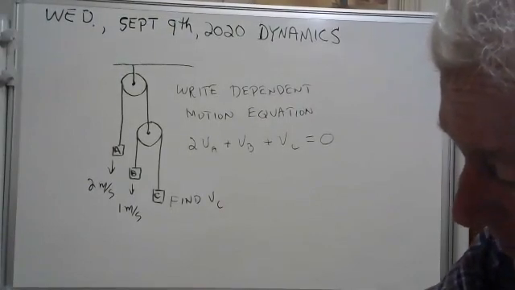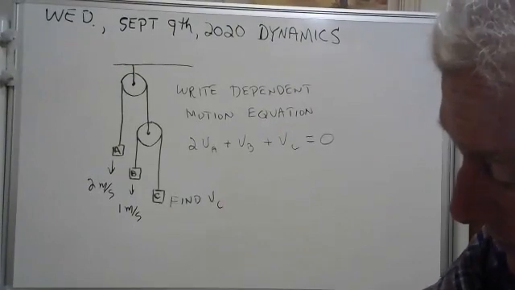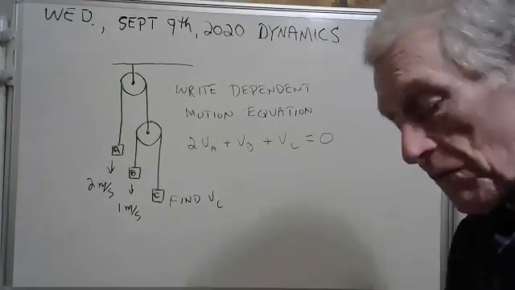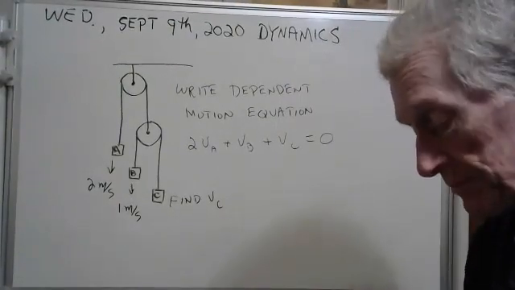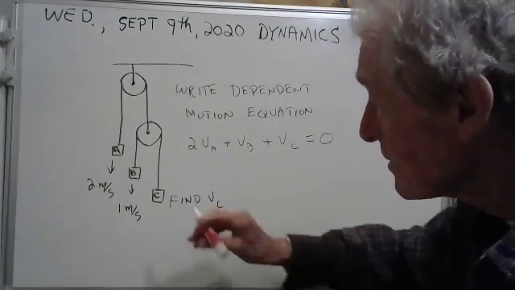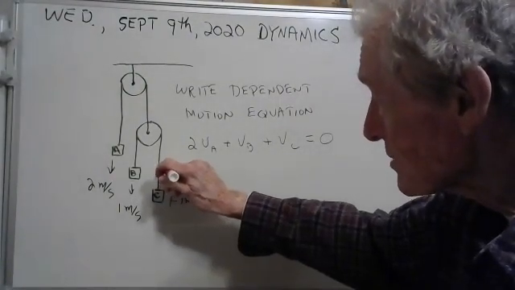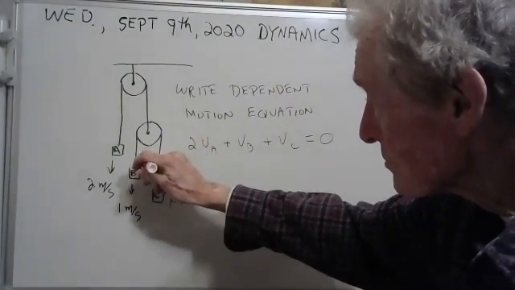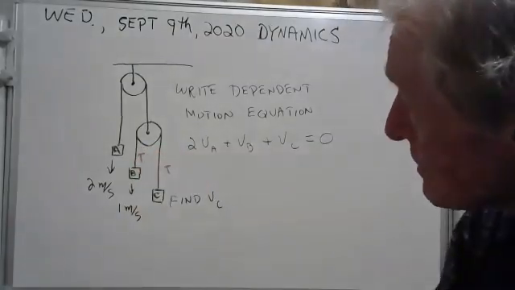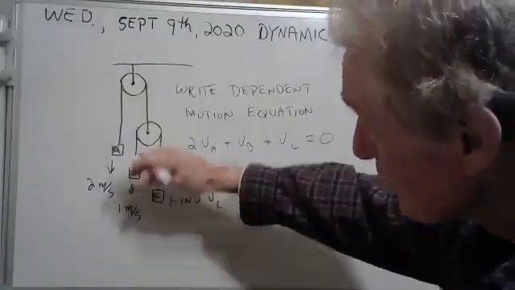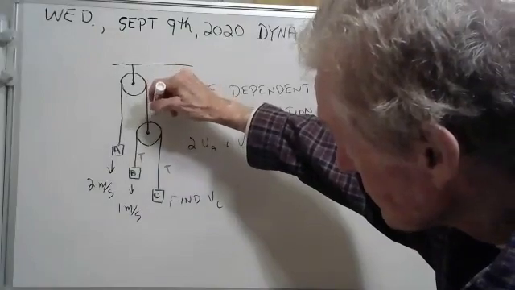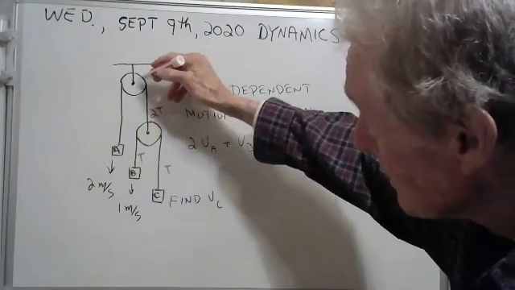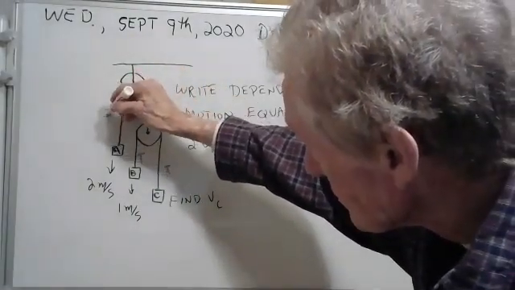Let's check it. Now there's a couple of ways I told you guys to check this. One way is you could write, see if this has got a tension, then you go around this pulley and it would have the same tension here. And since there's two tensions pulling down on this pulley, there has to be two tensions pulling up. And of course that means that this has got two tensions.